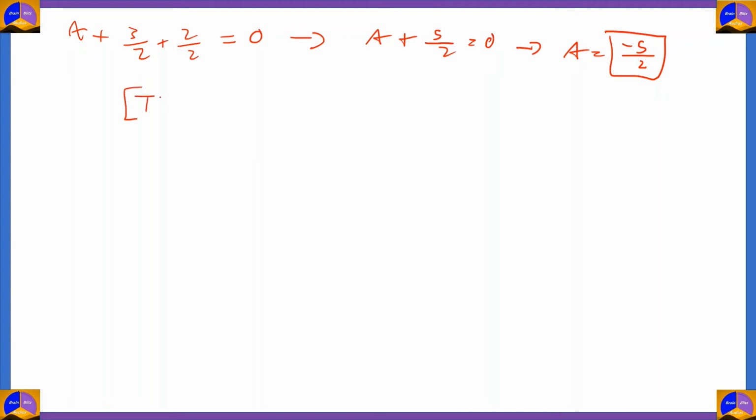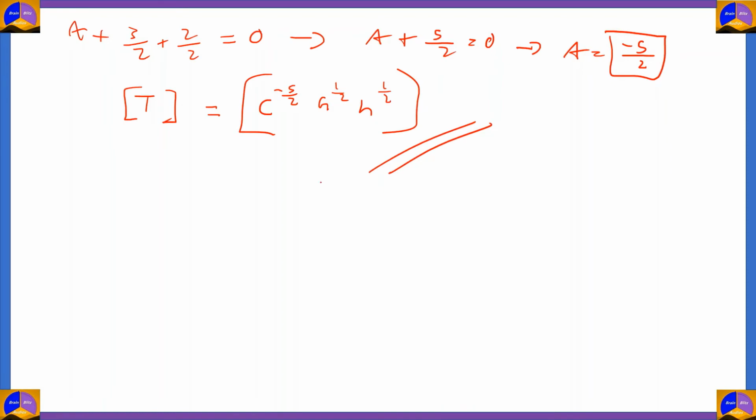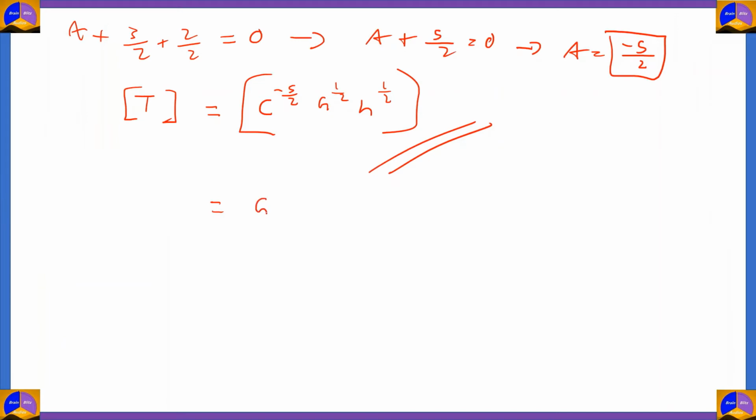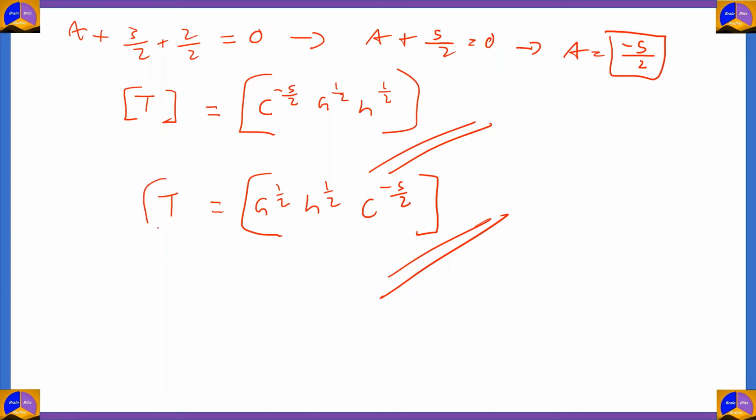So the dimensions of time in the new system will be c raised to a, so that's minus 5 by 2, G raised to b, that's half, H raised to c, so that's half. So this is the dimensions. However, in our question, g is written first. So it's convenient if we rewrite this as g raised to half, h raised to half, c raised to minus 5 by 2. By the way, writing it both ways doesn't make any difference. So this is our answer.